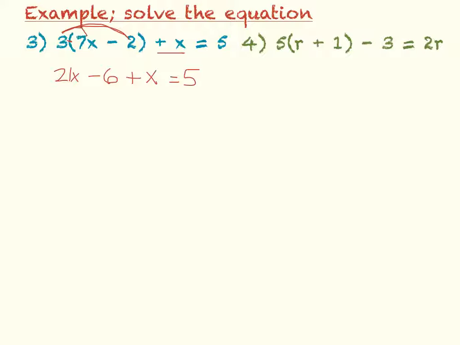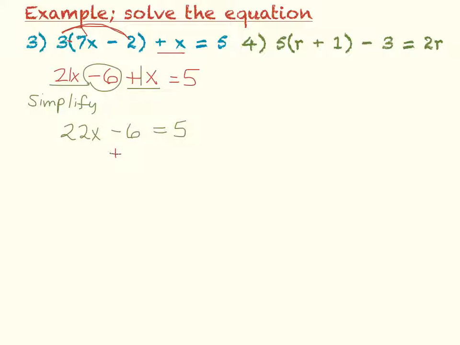Alright, and then I'm going to simplify. So I need to put my x's together. 21x plus another 1x is going to give me 22x. And then I have this minus 6, and it equals 5. And I am now at a two-step equation.